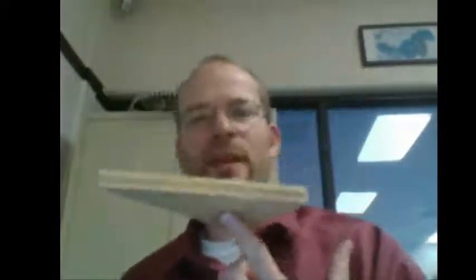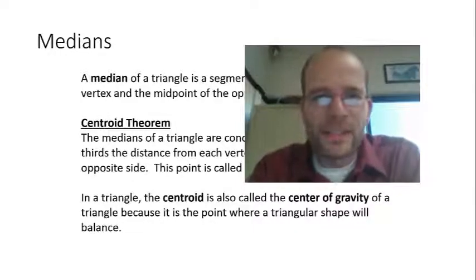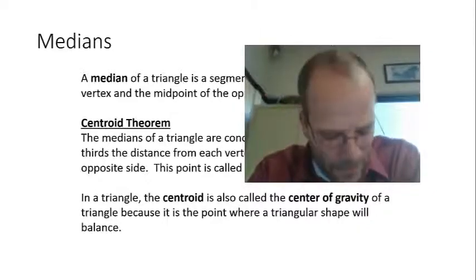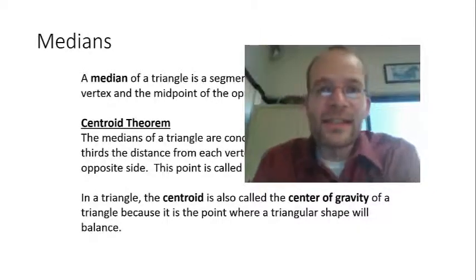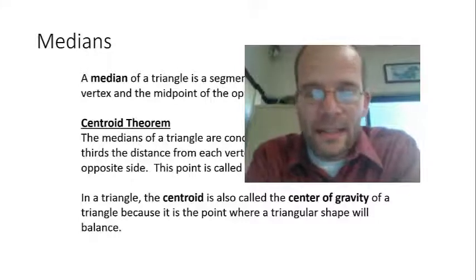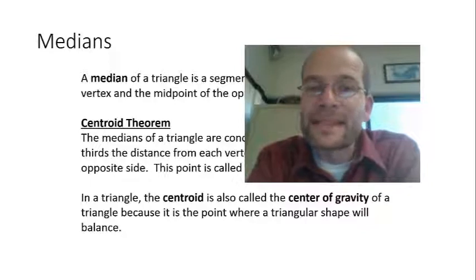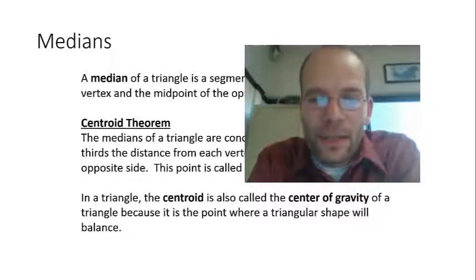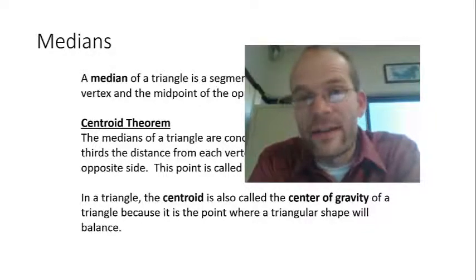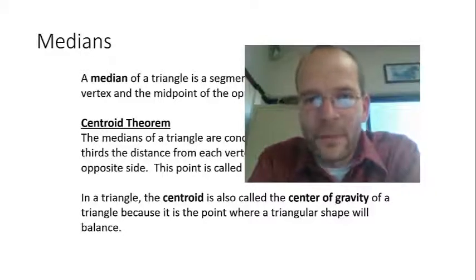That's the point at which the triangle will balance, because assuming the material is distributed evenly across the triangle, that's just where it all balances out. That's why it's called the centroid. So, a couple things you need to remember about the centroid theorem and centroids generally. Number one, the centroid is the point of concurrency of the three medians. The medians are segments that have as their endpoints a vertex and the midpoint of the opposite side. And then you should also know that the centroid is called the center of gravity, or the balance point of the triangle.